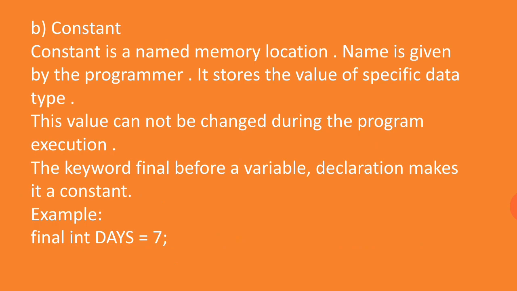The keyword final before a variable declaration makes it a constant. One more thing, whenever we put the keyword final before the declaration of any variable, automatically it becomes a constant, and after that its value cannot be changed during the program execution. So example is there in front of you: the variable name is days, its data type is int, and the one keyword I have used just to make it constant is final. So final int days, assignment operator 7. So value 7 has been given to the constant called days, and the statement is terminated by a semicolon.